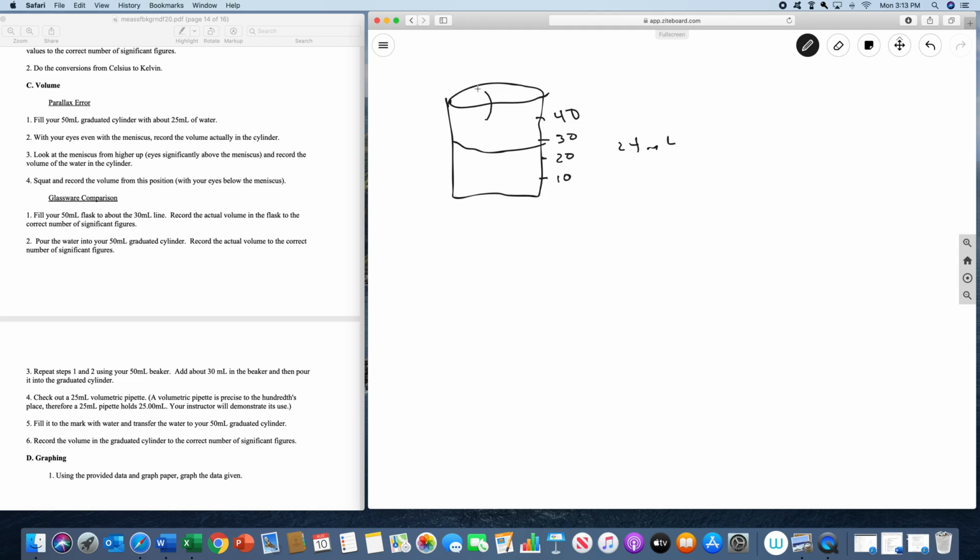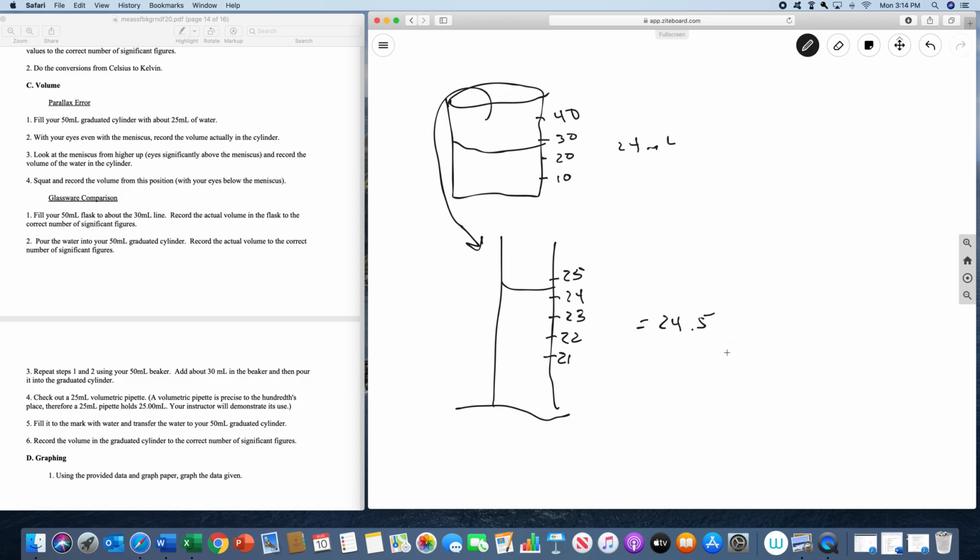Then you're going to pour this into a cylinder, and the cylinder is going to say 21, 22, 23, 24, 25, and it might go like this. I say, oh, look at that, it's 24.5. Then you can calculate the error between these, and this is my actual, and this is my observed. You're going to do the same thing with a flask, although the data we're giving you, we're not giving it to you for both. We're only going to have you do one of these.